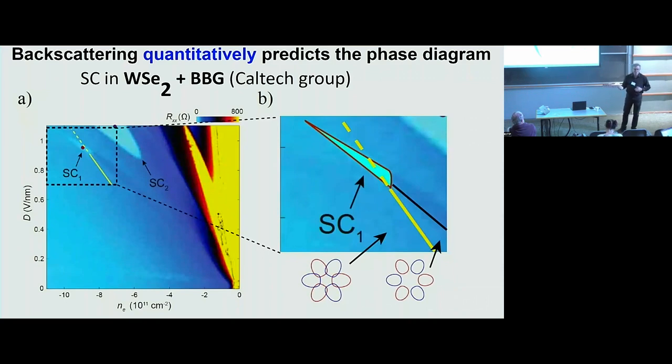That's a good point. But if you change the angle, you change the C, no? According to your... But I'm sure that will be seen. Sure.